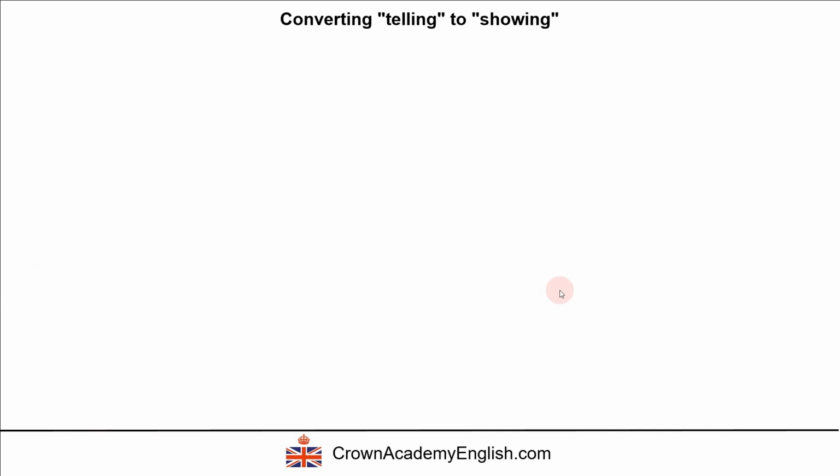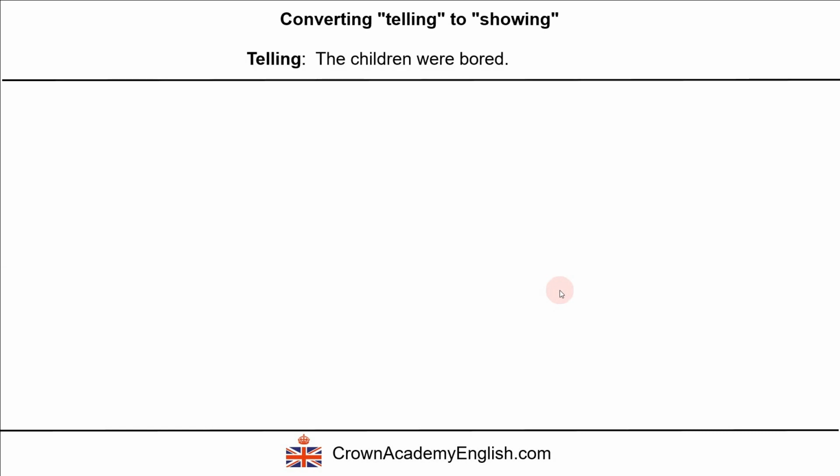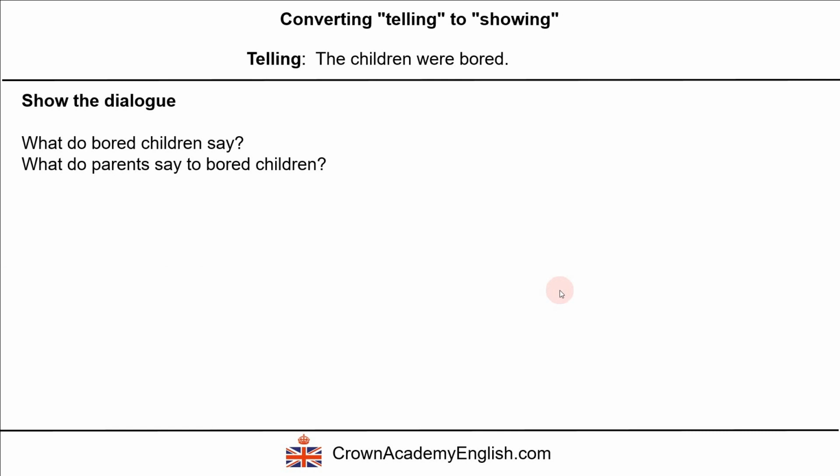Finally, let me give you an example of converting telling to showing. So the example would be the children were bored. Okay, so here are some areas that we can concentrate on to convert this into showing. So first of all, dialogue. Dialogue is excellent for showing something. Okay, so for example here we would answer the question, well, what do bored children say? And what do parents say to bored children? If we can answer those questions, then we're going to get some good dialogue to show this idea.